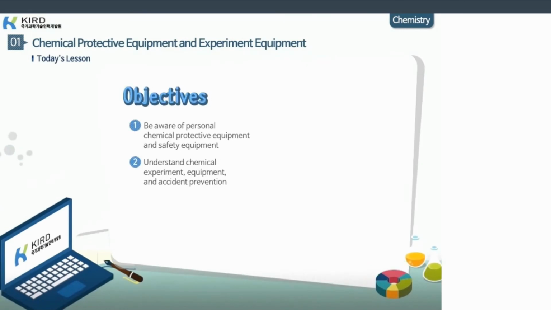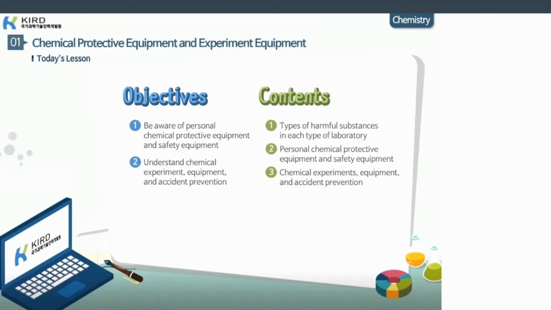This lesson's learning objectives are: 1. Be aware of personal chemical protective equipment and safety equipment. 2. Understand chemical experiment, equipment, and accident prevention. For this, you will learn types of harmful substances in each type of laboratory, personal chemical protective equipment and safety equipment, and chemical experiment, equipment, and accident prevention. Are you ready? Let's start!